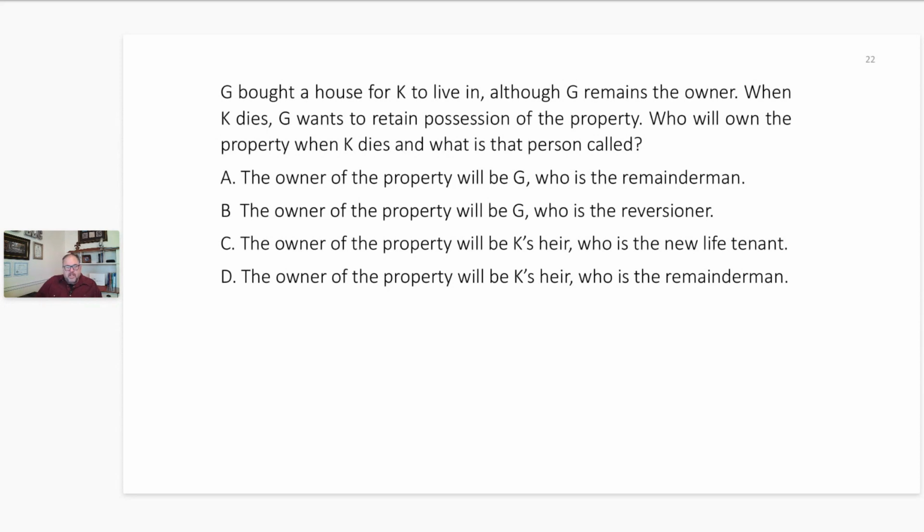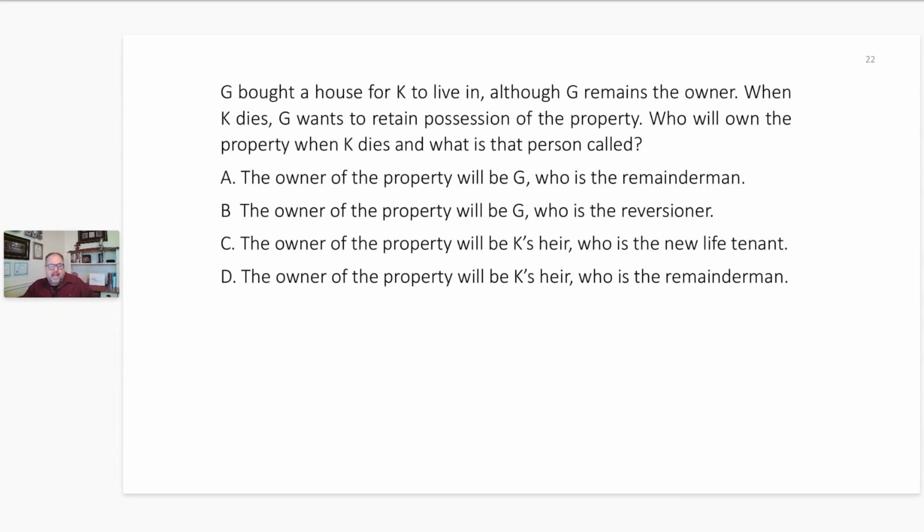Good answers. So let's look at this. Remember, remainder man is the one that's going to be assigned after the life tenant expires. It's going to another person. If I own the property and I give a life estate to an individual and I put you as the remainder man, when this individual expires, that property will go to you. They're called the remainder man. The reversionary or estate in reversion is when the life tenant dies, it's going to come back to me as the owner. So basically, you're next in line as the remainder man.